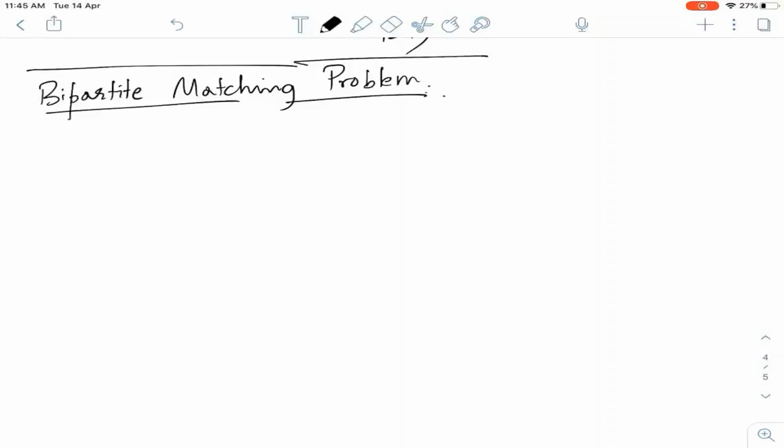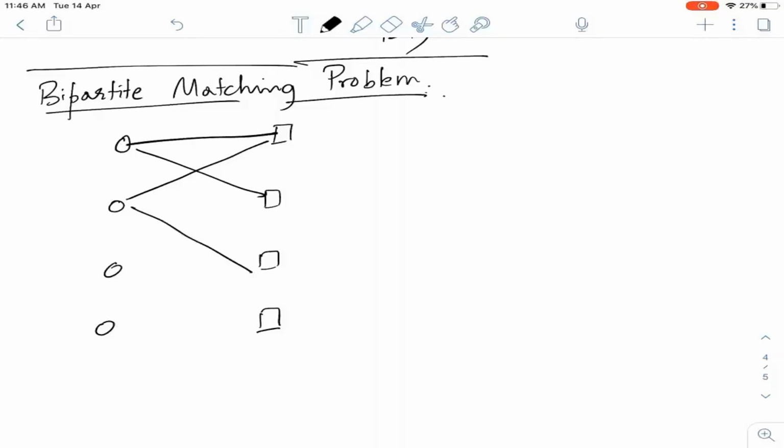Okay. So what is the bipartite matching problem? Well, again, of course, as the name suggests, you have a bipartite graph. Suppose you have this graph, and you have edges. I don't know, something like that. Okay. So input is a bipartite graph, let's say.